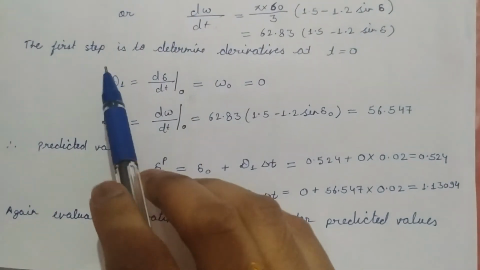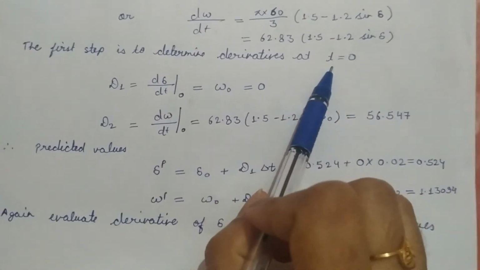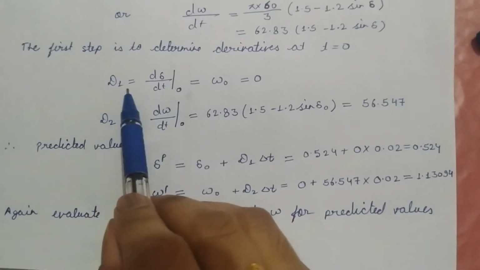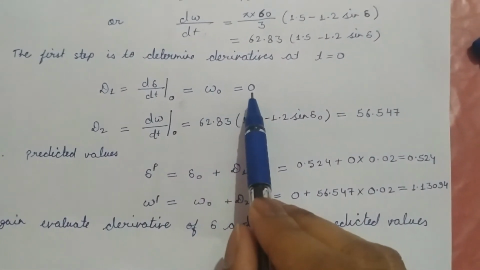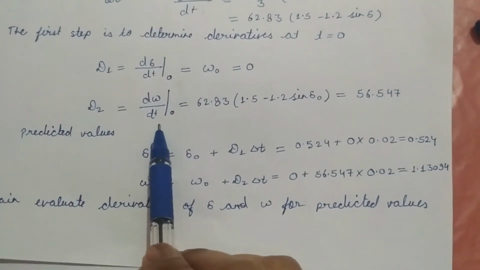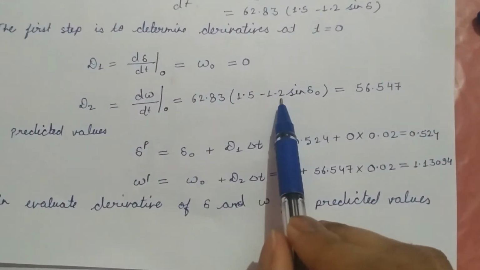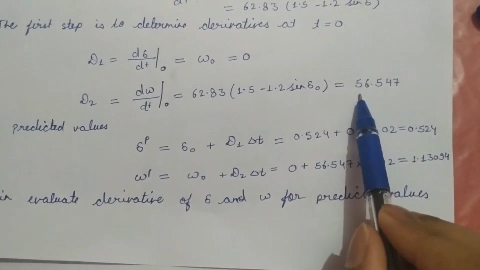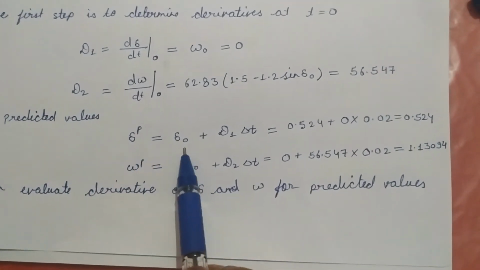So in the first step, we determine the derivatives at t is equal to 0. Using modified Euler's method, the initial step is to calculate d1 is equal to d del by dt at t is equal to 0, which is equal to omega naught, and since omega naught is 0, it would be equal to 0. And d2 is equal to d omega by dt, which is equal to 62.83 into 1.5 minus 1.2 sine delta naught. If we put the value of delta naught, we get d2 is equal to 56.547.